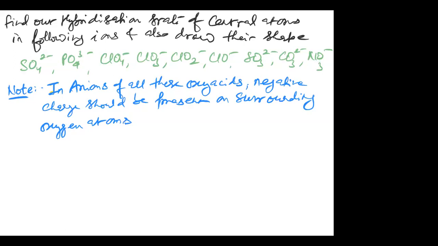So here again, one by one, you can see, let's say the first one is sulfate ion. In the case of sulfate ion, the sulfur valence shell consists of 6 electrons, and as 4 surrounding oxygens are there, it can form 4 sigma bonds with the 4 surrounding oxygens. Now 2 electrons remain here. So 2 electrons means maximum it can form 2 pi bonds also.